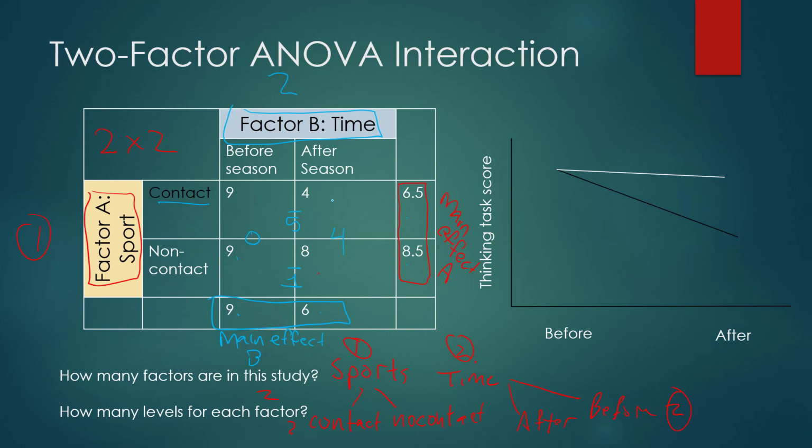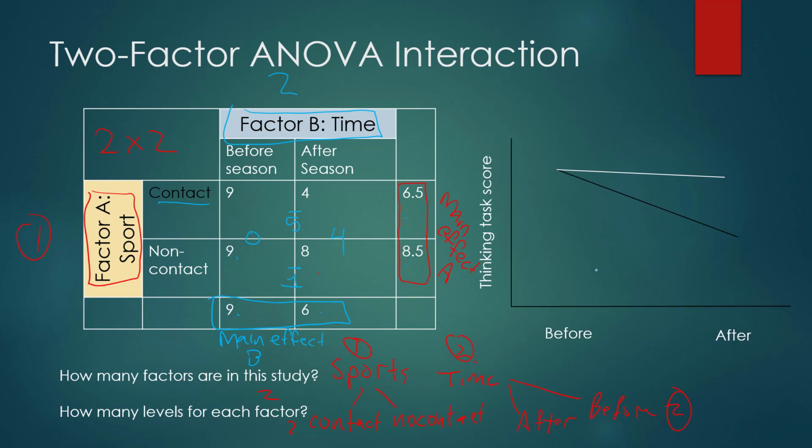And here's a graph just kind of showing you this. Here's that conceptual thinking task. Here's before and after. It's a crude graph, but it's a graph nonetheless. And here, the white line would be the non-contact sport, which is why I have it highlighted in white. And you see before and after, you don't see much of a change, a 1 point difference. But for the contact sport, the black line, we go from a score of 9 down to a score of 4 in that conceptual thinking task.